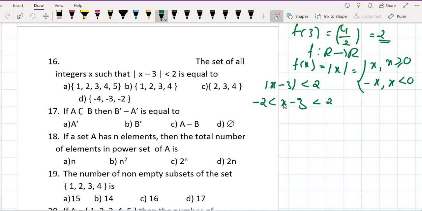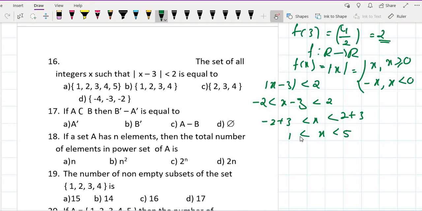So, simplify this. You know how to simplify this inequality. So, to remove this minus 3, add 3 throughout. So, minus 2 plus 3 less than x, minus 3 plus 3 becomes 0, less than 2 plus 3, adding 3 to each side, right? Adding 3 throughout. So, 3 minus 2, 1, less than x, 3 plus 2, 5. So, the value of x lies between 1 to 5. So, 1 less than x less than 5.